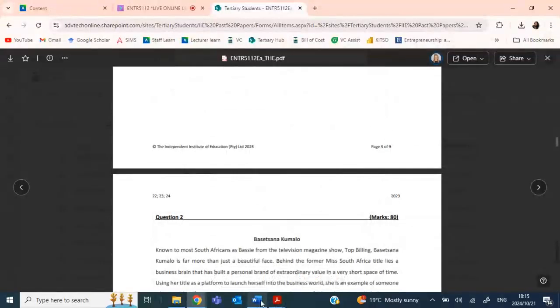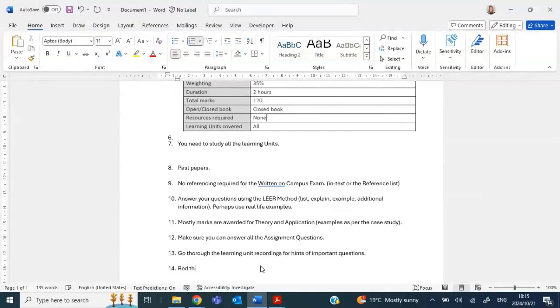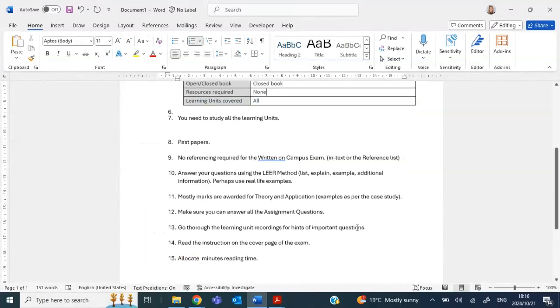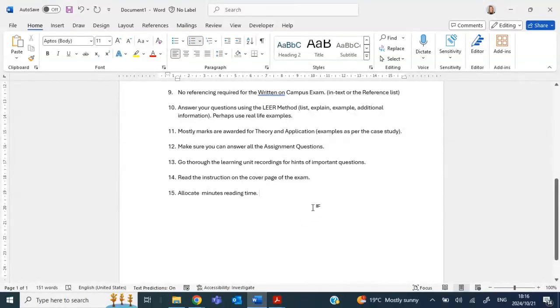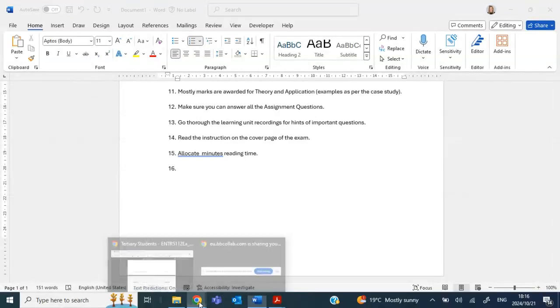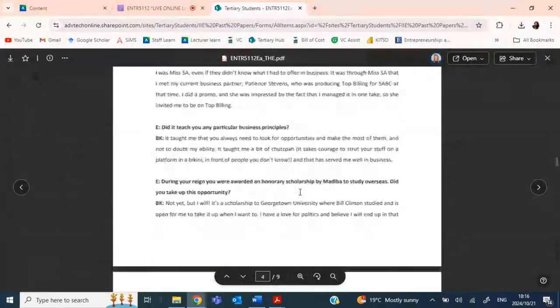Yeah, and then another thing that you need to do is please make sure that you read the instructions on the cover page of the exam. They normally allocate 10 minutes reading time. So that means that you need to get there well ahead of 8 o'clock, so that you can use those 10 minutes. Yes, you might not be able to write, but at least you can get a good sense of what you can expect in the exam while you breathe and do whatever it is that you need to center yourself.